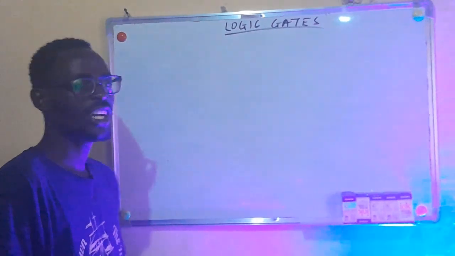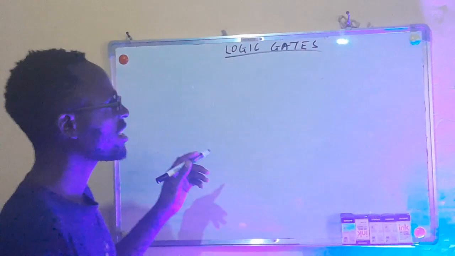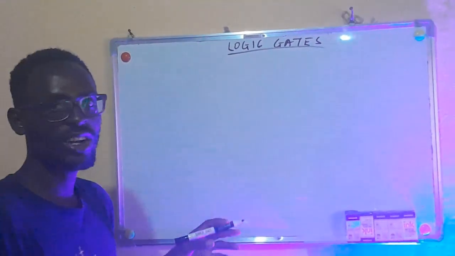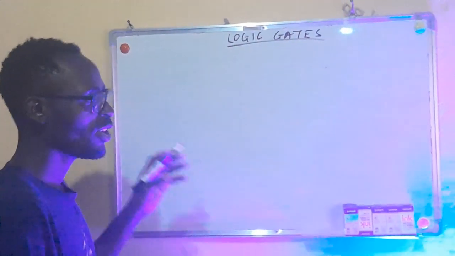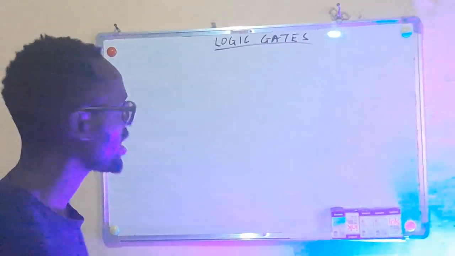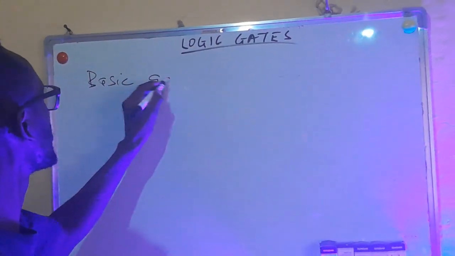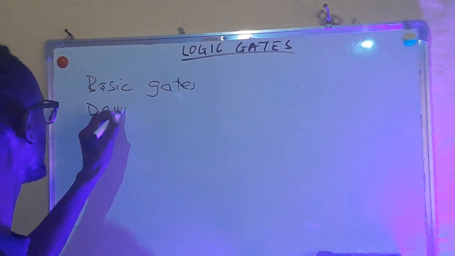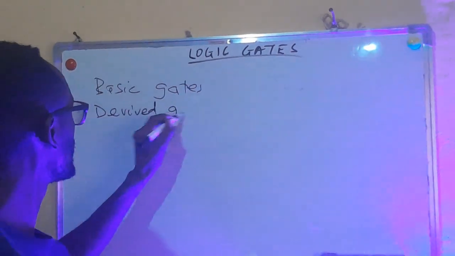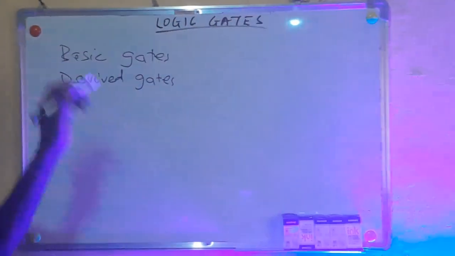Welcome to today's lesson. For today's lesson, we'll be handling digital electronics, specifically the logic gates. Logic gates can be defined as combinational circuits that are used to handle Boolean expressions. There are two types of logic gates: the basic gates and the derived gates. For today's lesson, we'll be handling the basic gates.